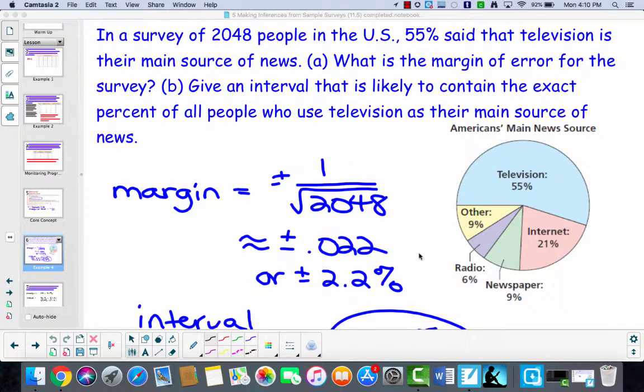Which when we put that in our calculator gives us plus or minus 0.022, or if we want to write that as a percent, plus or minus 2.2%. Remember to move the decimal 2 places to the right to change a decimal to a percent.